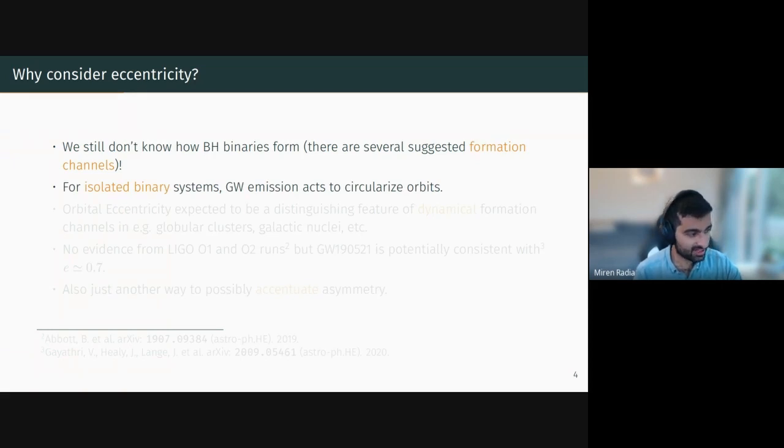In the isolated binary system, gravitational wave emission acts to circularize the orbit. And this is why until recently there hasn't been much interest in eccentricity, and most template banks for gravitational wave detectors have tried to make their black hole binaries as quasi-circular as possible.